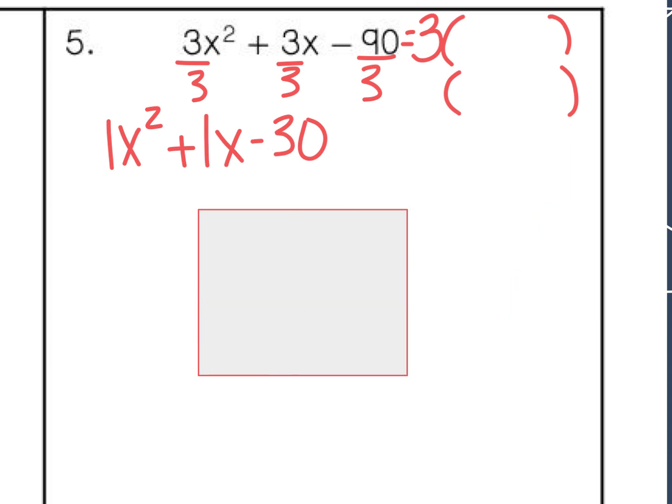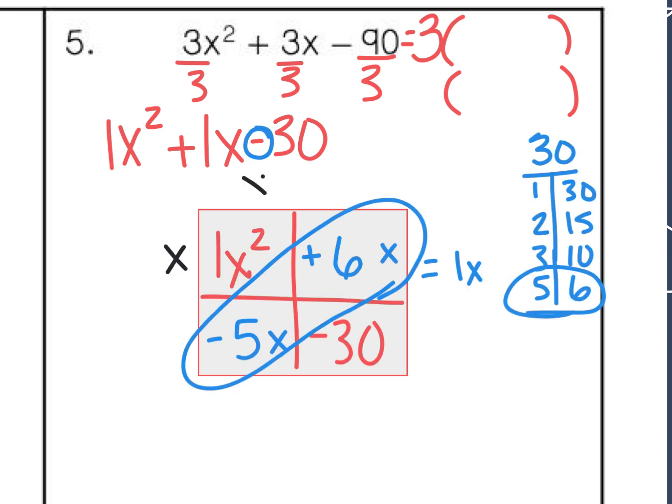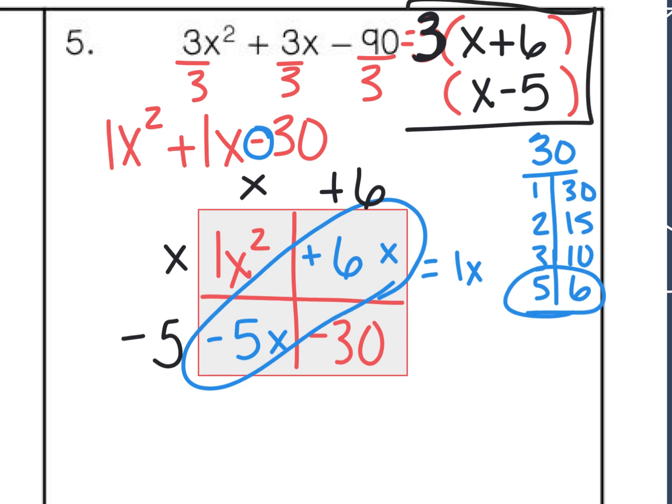Okay, now we can take out our GCF. X squared is x times x. X times 6 is 6x. And x times negative 5 is negative 5x. So my factors, my answer is going to be that 3 that we took out, that GCF, x plus 6, and x minus 5. It doesn't matter where you put them as long as the sign going with it is the correct one.